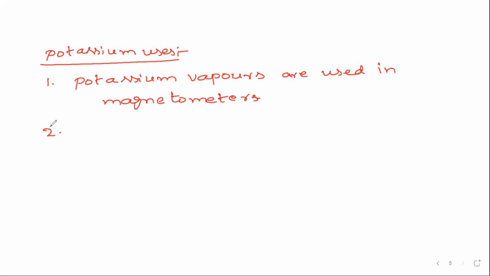Next, second point. Potassium nitrate is used as fertilizer.